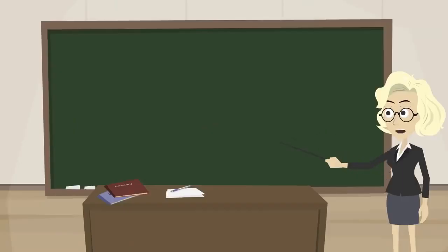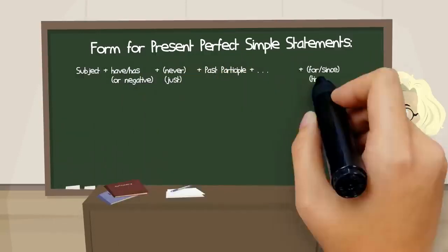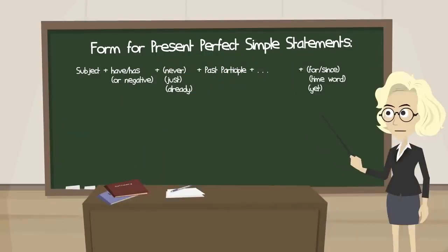Now, let's take a look at the form for present perfect simple statements. So the form is subject plus have or has or their negative form plus never, just or already. These words are optional. Plus past participle plus whatever you want to write plus for, since, yet, or time words such as before, recently, and lately. Again, these are optional. Let's take a look at some examples.